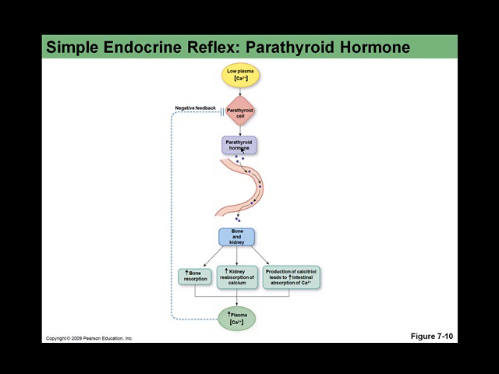So we want to add calcium to the blood. So where can we get it from? The bone, by resorbing it, or the kidney to reabsorb it. So it's been filtered. We want to save all that we can. And then the production of calcitriol leads to increased intestinal absorption of calcium.